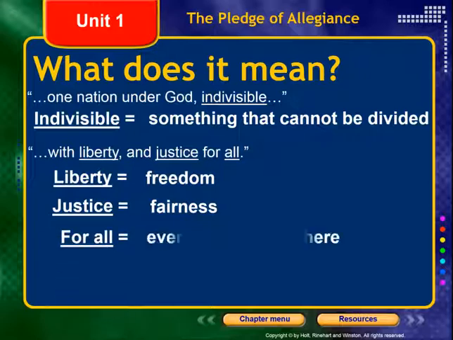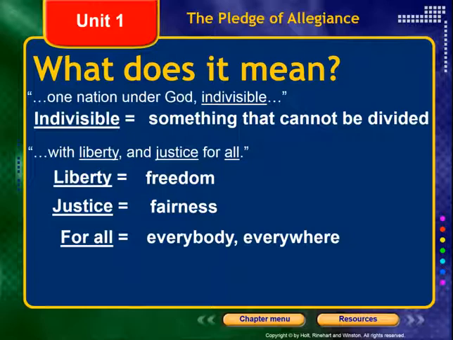For all sounds just like what it says. Everybody and everywhere. Now, you may remember your history, and this phrase has changed over time. This did not used to mean black individuals. This didn't used to mean females, right? This has changed over time.